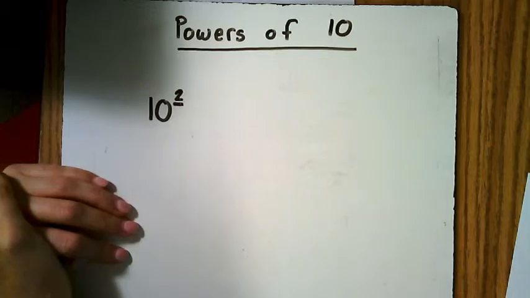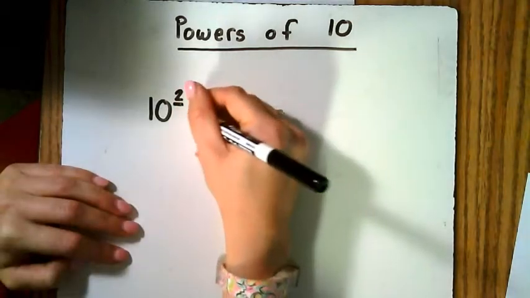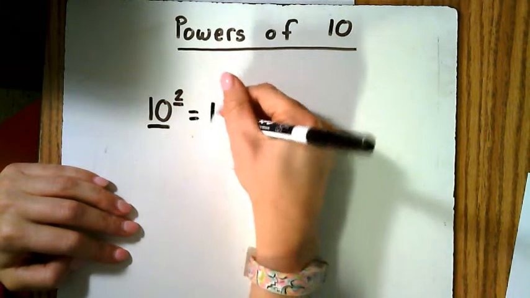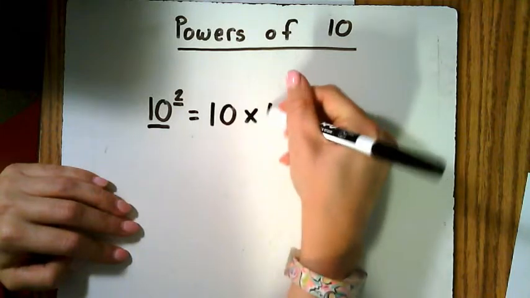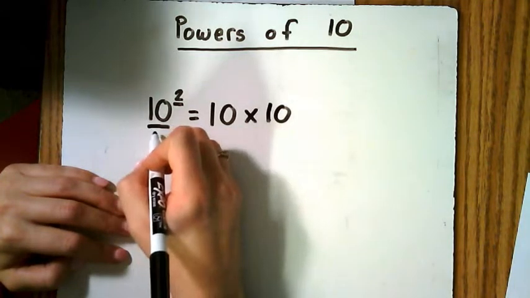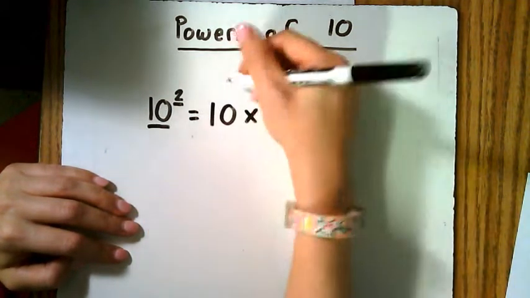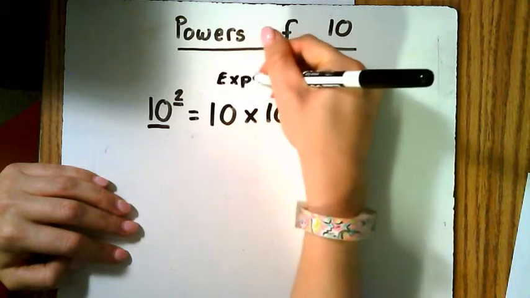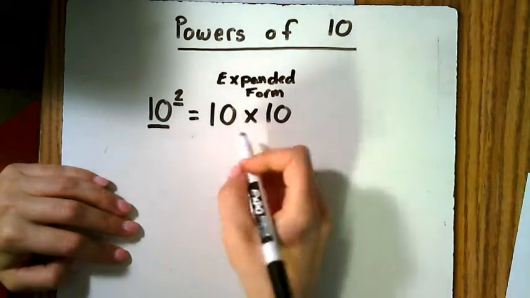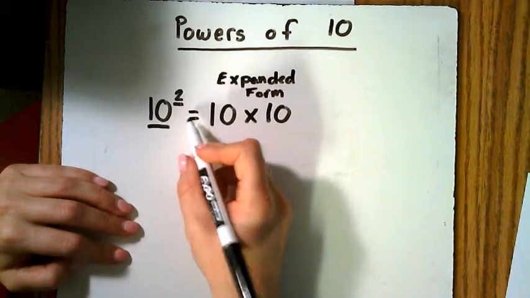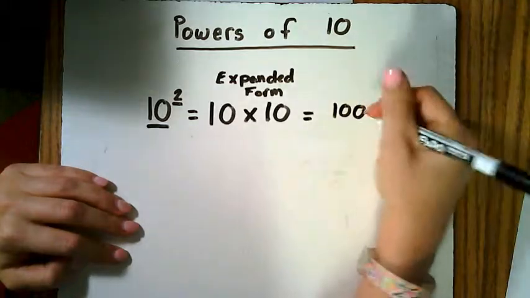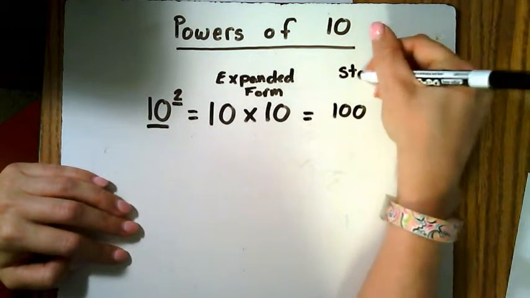So let's review what 10 to the second power means. This means that we're going to multiply the base 10 2 times, which would give us 10 times 10. When we write 10 times 10, what we're doing is we're writing 10 to the second power in expanded form. If we want to know what 10 squared equals, we just multiply 10 times 10, and that gives us 100. 100 is written in standard form.